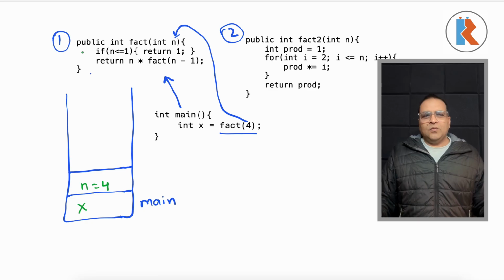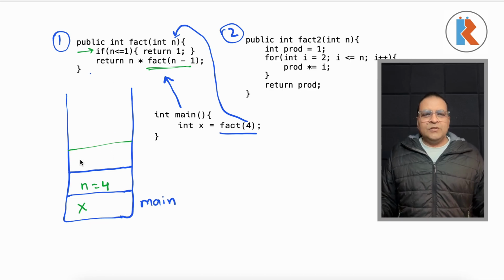What will this function do? This function will first check if 4 is less than or equal to 1. Because 4 is not less than or equal to 1, it will call the same function. It will call the same function for n minus 1, that is 3. So when the same function is called, a new stack frame will be created, and in that stack frame the value of n is 3. These two stack frames belong to the same function fact.